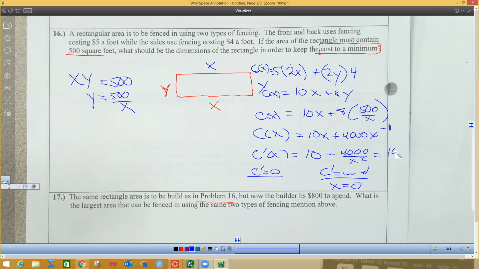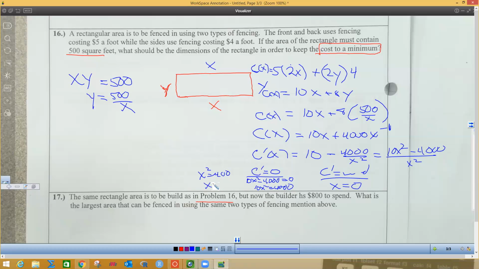We would probably want to get a common denominator just like I did on the last problem. So you multiply that 10 by x squared over x squared. Putting that equal to 0 would make this 0. But if x is 0, that means I don't have a fence, right? So I know x has to be greater than 0. Now I'm going to take this numerator, 10x squared minus 4,000, and set it equal to 0. So 10x squared equals 4,000, and divide by 10. That gives me x squared equals 400.